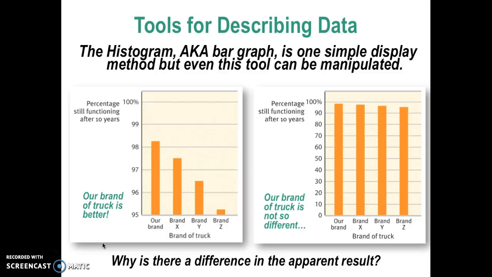So look at these two bar graphs. Two different histograms. Why is there a difference in the apparent result? Exactly. It is based on the range that was used. Look, this one goes from 0 to 100. This one's going from 100 to 95. Which one would you use if you were going to say our brand is better than everybody else's? Exactly. You're going to want to use this one.